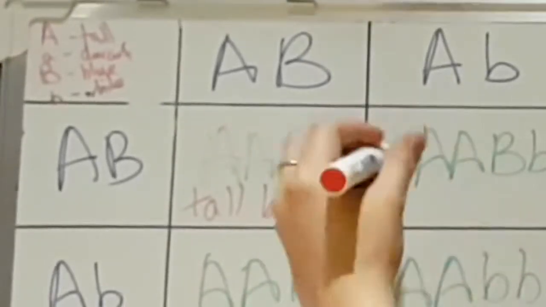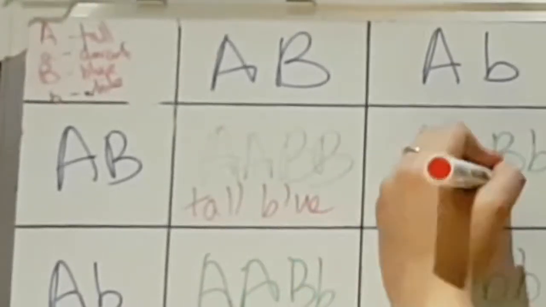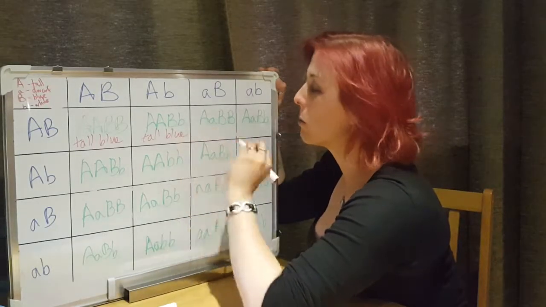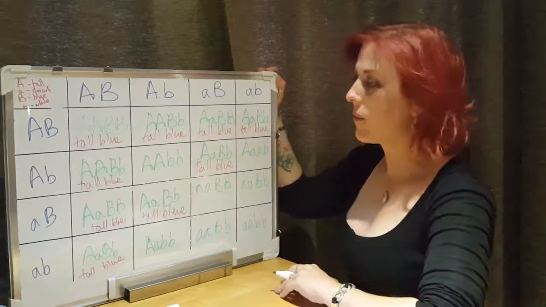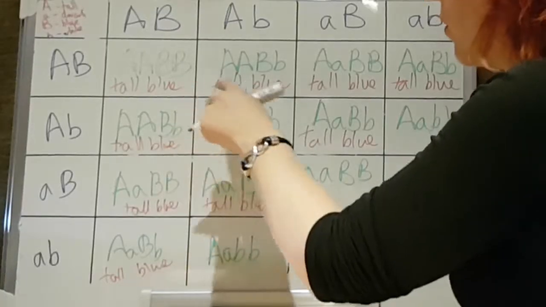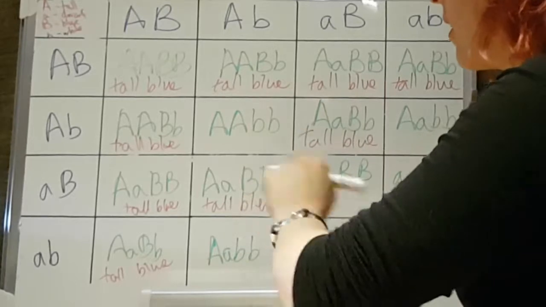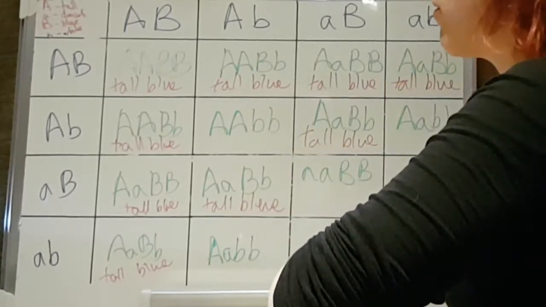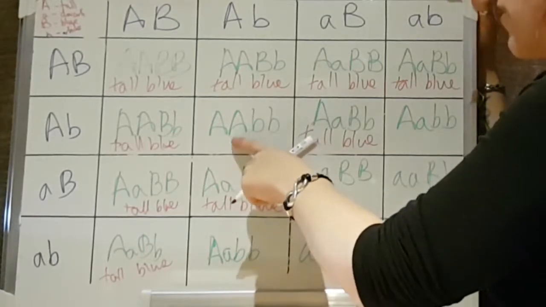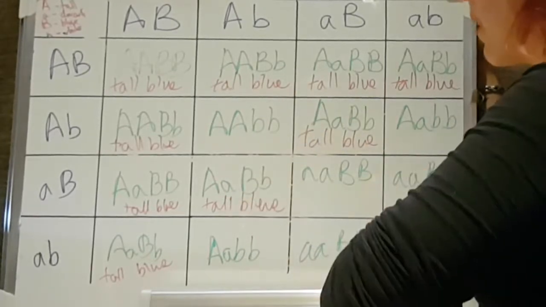Here, again, another tall blue. I'll fill in all of the other tall blue plants now. And now I've done that, you should be able to see we've got 1, 2, 3, 4, 5, 6, 7, 8, 9 tall blue plants. So remember that, 9. Now we need to look at what the phenotypes of the rest of these plants are.